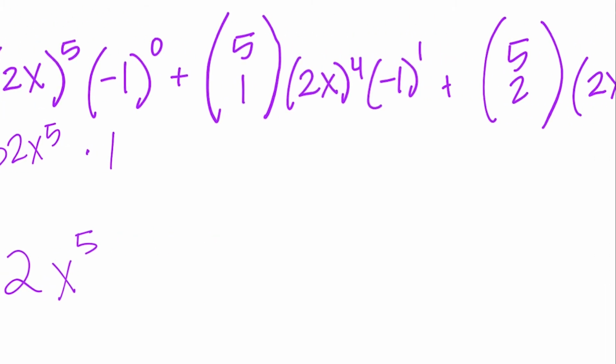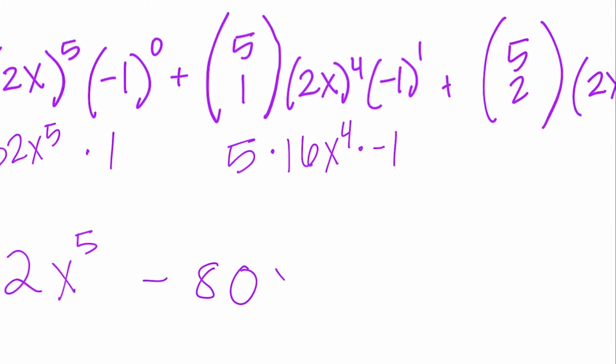The next term, 5 choose 1, is 5. Then we have 2x to the fourth. 2 to the fourth is 16. Then we have x to the fourth. And then we're multiplying by a negative 1. So we have 5 times 16 times a negative 1. That's negative 80x to the fourth.